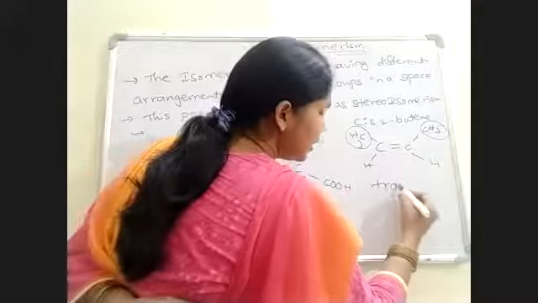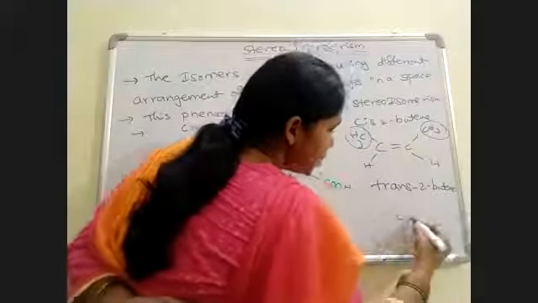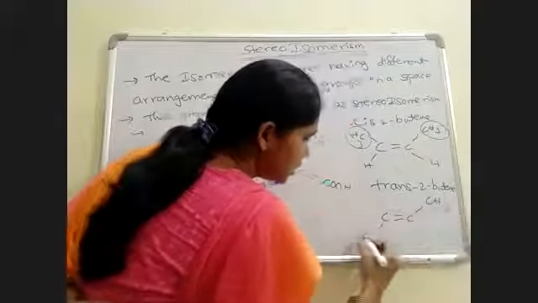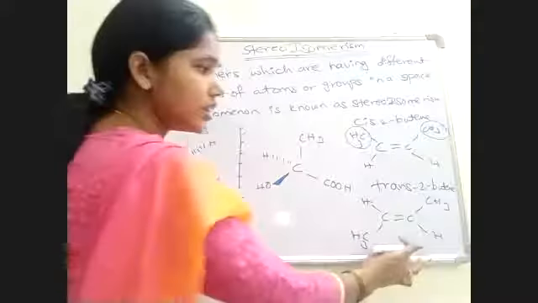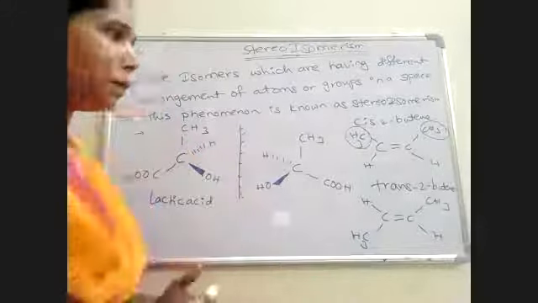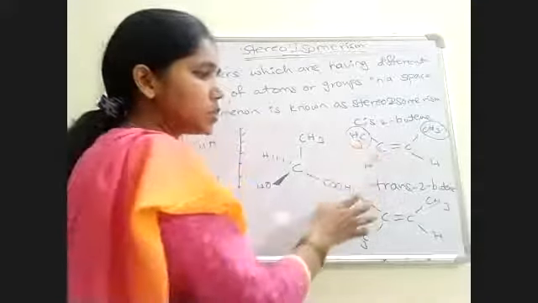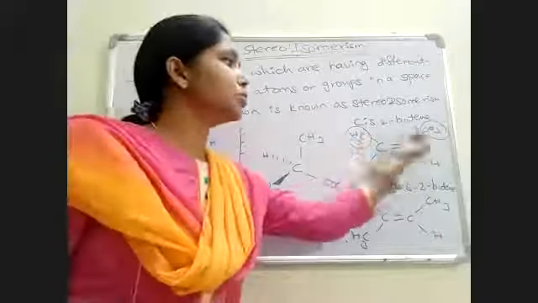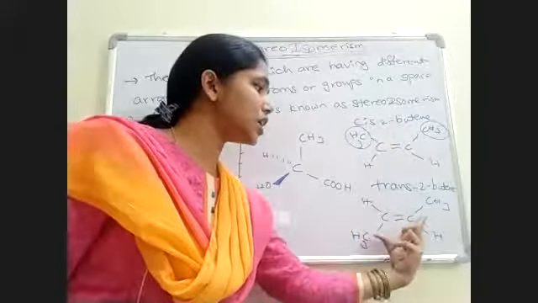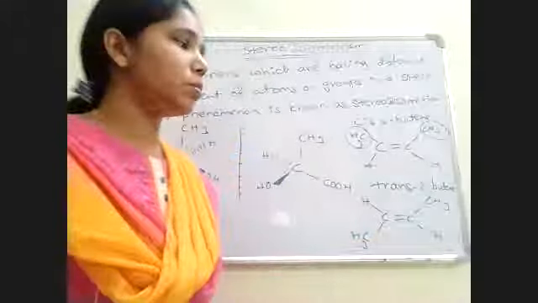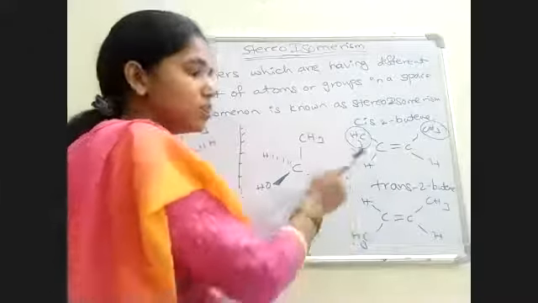And a trans-2-butene: C double bond C, CH3, CH3, H. This is called the trans-2-butene isomer. If you compare these two, molecular formula is same and bond connectivity is also same. But what is different? The methyl groups. Here the methyl groups are on the same side of the double bond. Here the methyl groups are on the opposite side of the double bond. Only that makes the difference here. And these two are called the cis-trans isomers or geometrical isomers.